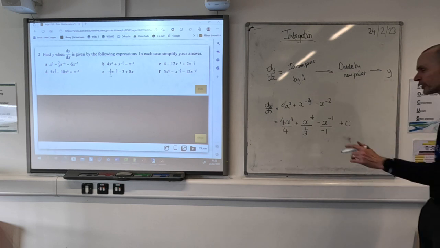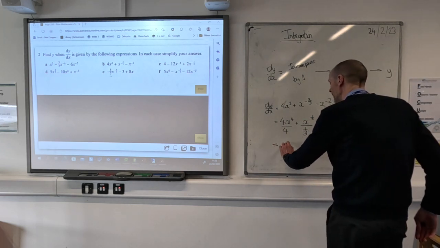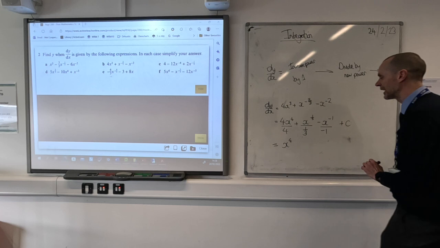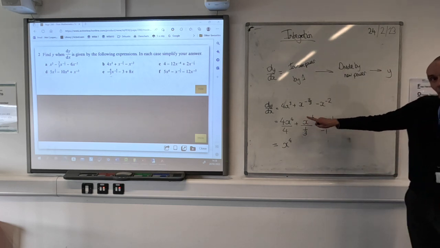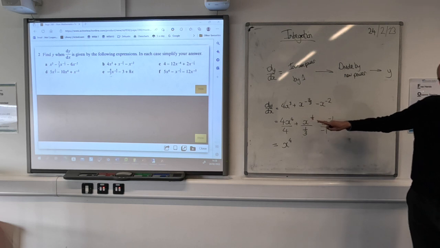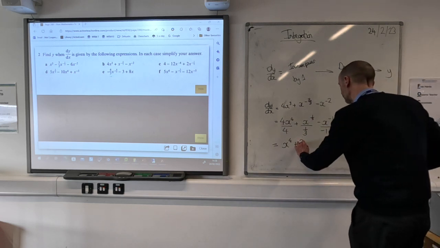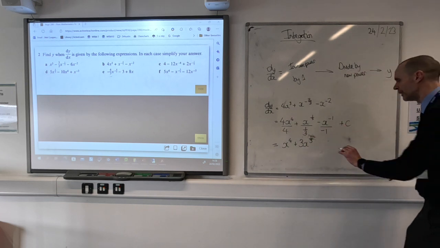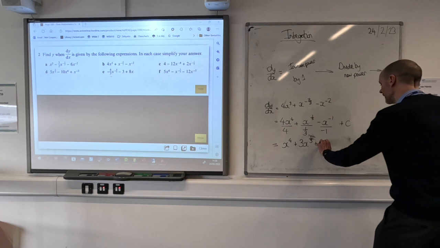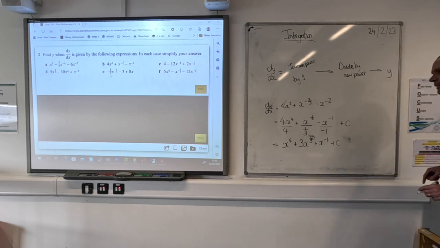Time is against us. Just to sort out B then. So the 4's cancel out. Dividing by a third, remember the 3 pops to the top? We talked about that, I think, haven't we? So that's 3x to the third, not to minus third to the third. And then minus divided by minus is plus, so that's plus x to the minus 1 plus c.